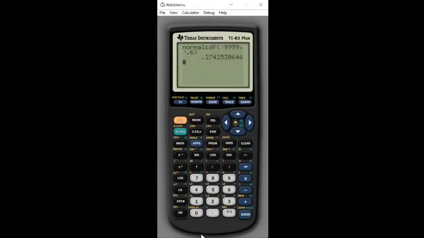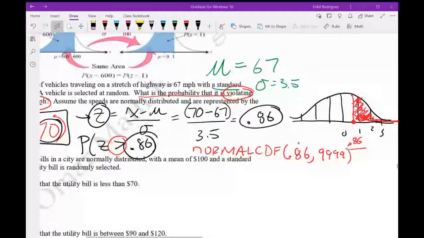Here we go. I'm going to go second and then VARS, normal CDF. And we had 0.86 and then a comma with a whole bunch of 9s. And my answer is 0.1949. So that's what I'm going to write down, 0.1949. So let me stop sharing that and come back to my notes one last time. And we came up with 0.1949. And we're done.